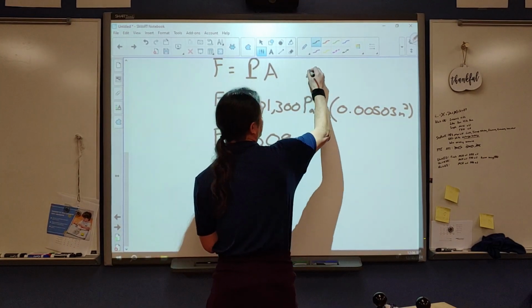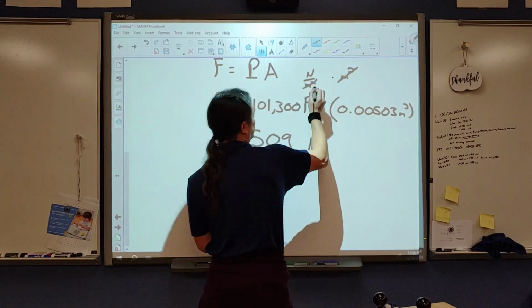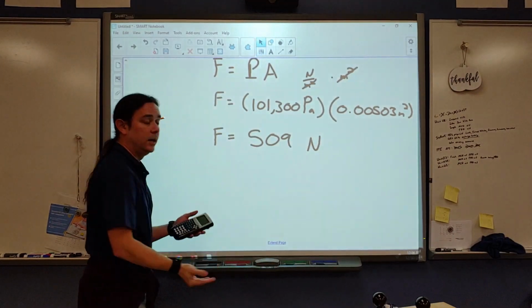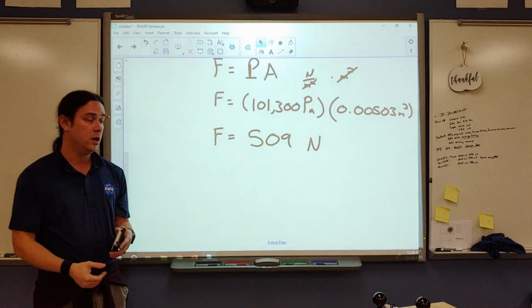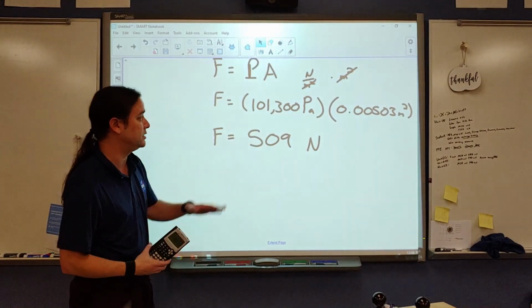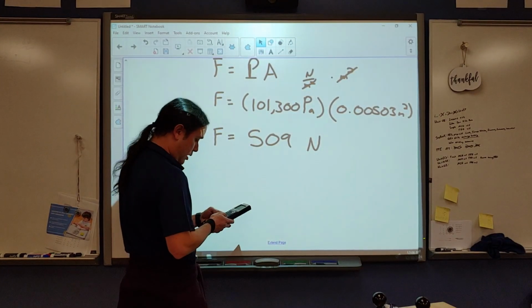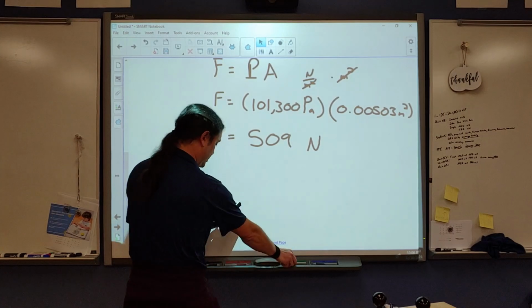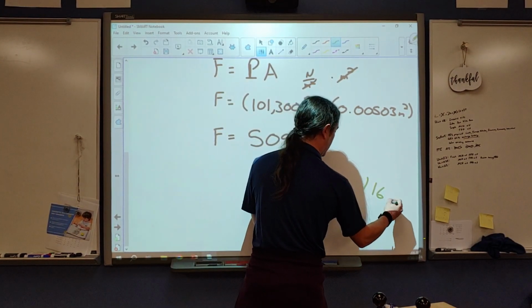Remember, a pascal is a newton divided by meters squared times meters squared. Our meters squared cancel out, leaving us with newtons. Here's why we have an SI system. Put SI in, get SI back out. You get a very different number if you use 101 instead of 101,300, so keep track of your units. 509 newtons comes up to approximately 116 pounds.